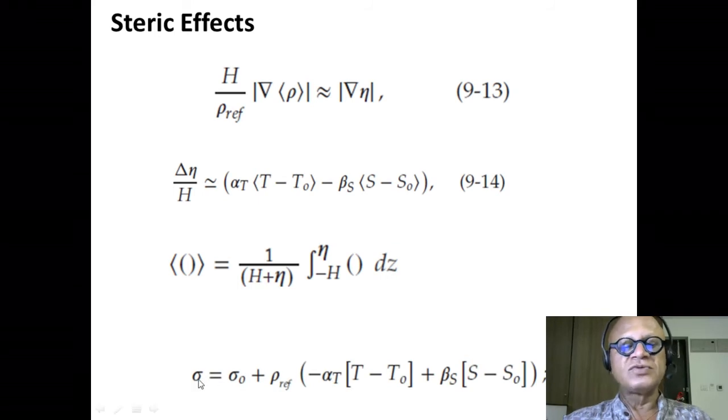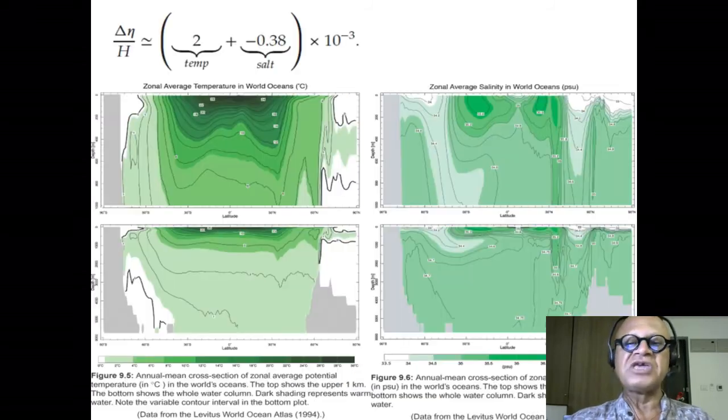Okay, so sigma is sigma 0 plus rho ref times minus alpha t times t minus t0 plus beta s times s minus s0. We can see that we keep flipping these signs, but the main thing to remember is that salinity increases density and warmer temperatures decrease density. That's why we have these signs being carried along.